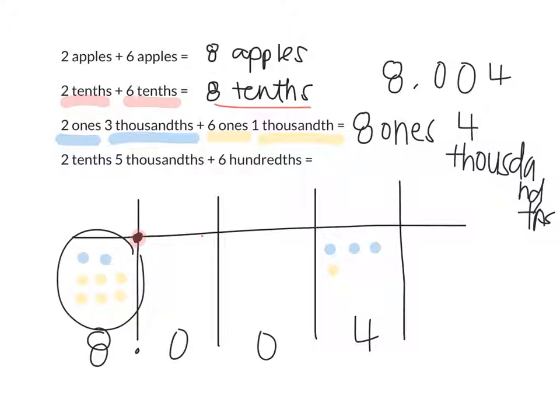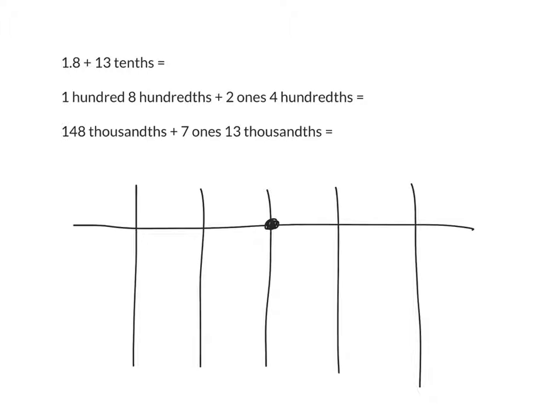Okay, try the last one by yourself. Show it in your place value chart. Just draw a line like this and move on to the next one. 2 tenths, 5 thousandths, plus 6 hundredths. See if you can do it by yourself. Go. It's going to get a little bit more complicated. Go ahead and copy this first problem down.